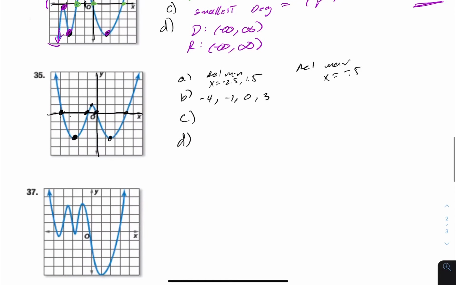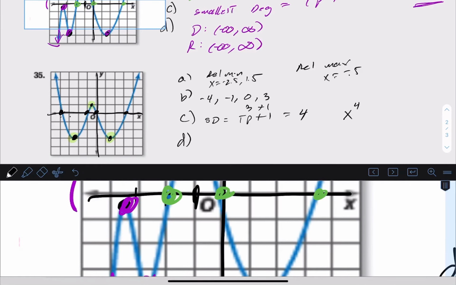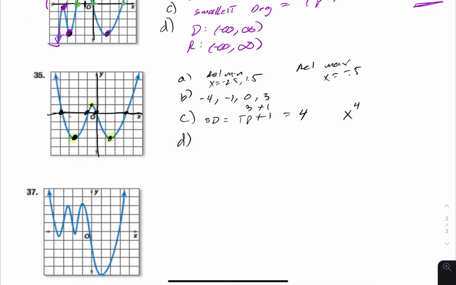Smallest degree. Remember, smallest degree is turning points plus 1. And how many turning points do we have? We have 1 turning point, 2 turning points, 3 turning points. So it's going to be 3 plus 1, which is 4, or x to the 4th. Which again makes sense, because look, it's an even function. Right? Notice how both ends are going up. So it's an even function, x to the 4th makes total sense.